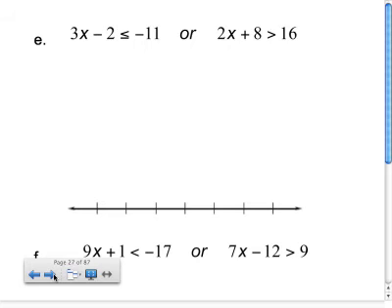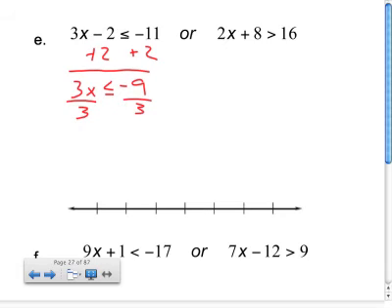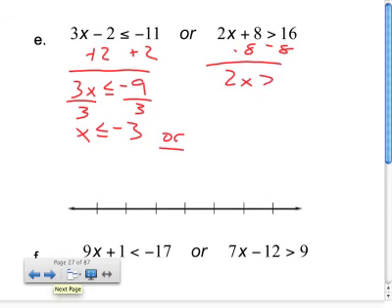Part E is no different, just obviously some different numbers we're working with here. So add 2 to both sides, you get 3x less than or equal to negative 9. Divide both sides by 3, x is less than or equal to negative 3. Or, subtract 8. 2x is bigger than 8, divide by 2. So x is bigger than 4.